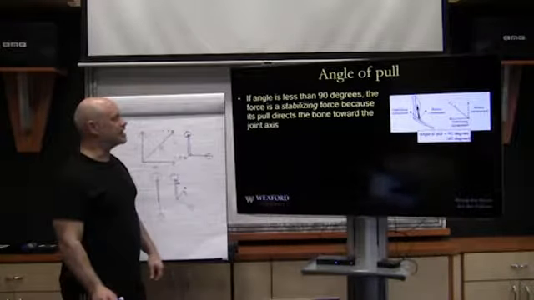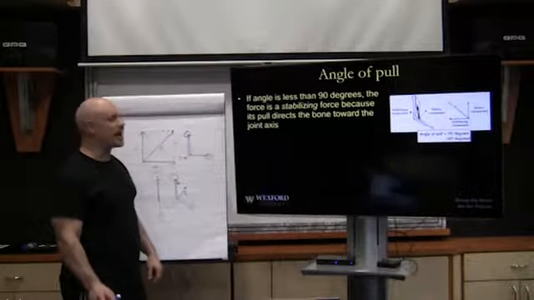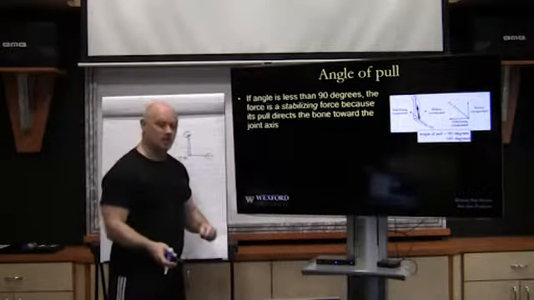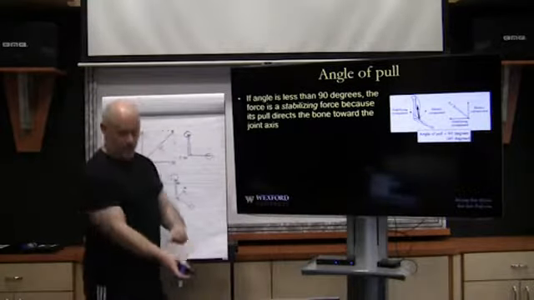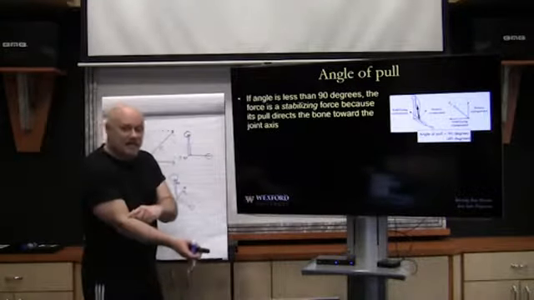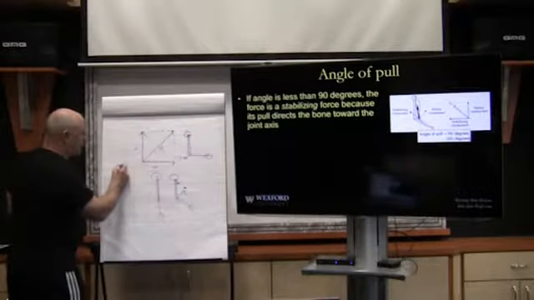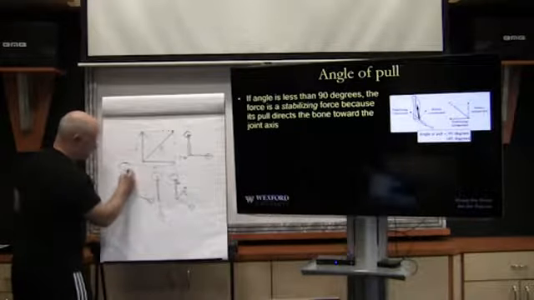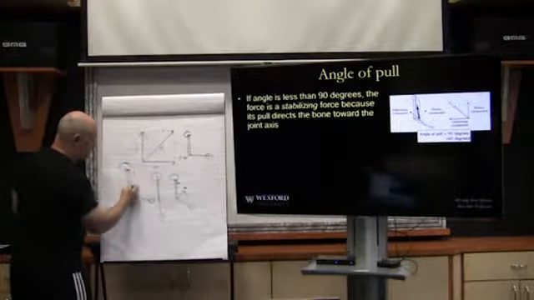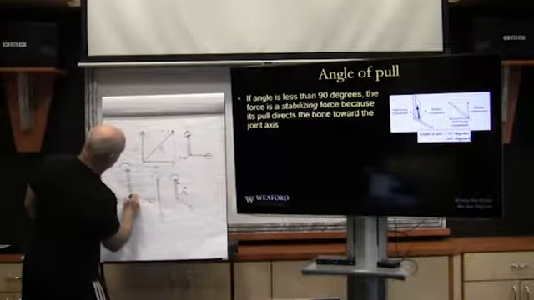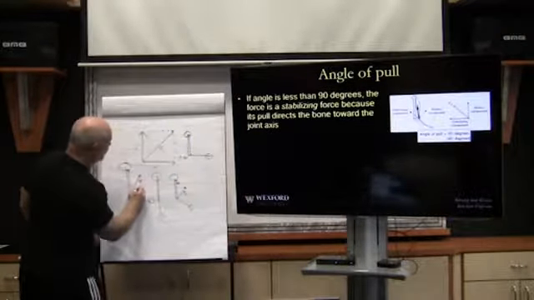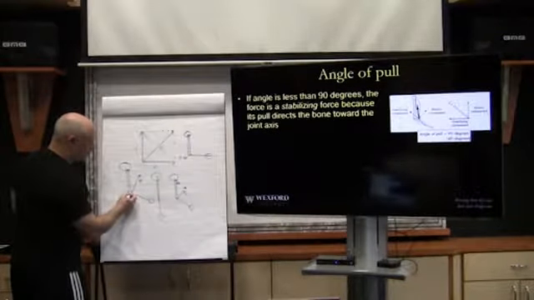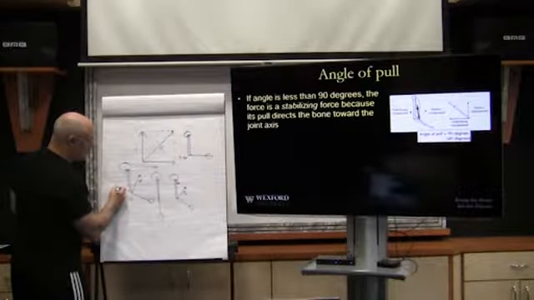If the angle is less than 90 degrees, the force is a stabilizing force because its pull directs the bone toward the joint axis. It's actually pulling the lower bone into the joint and stabilizing it. So if we look over here, here's the force of the muscle. We have at 90 degrees a rotary component. And if you look at that muscle pulling this way, it's pulling the bone into the joint. So therefore, we have a stabilizing effect.